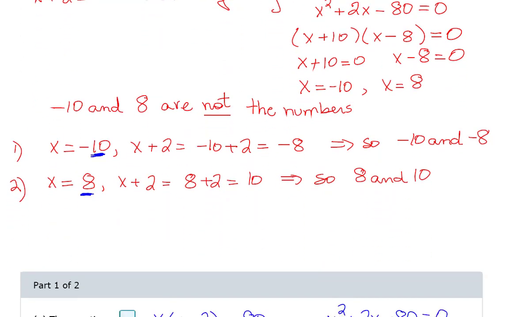What's going on is the following. If I use the minus 10, then the next consecutive even is minus 10 plus 2, which is minus 8. So that's one possible pair of numbers. And if I use x is 8, then the next consecutive even is 8 plus 2, which is 10. And so I get two different pairs of numbers for my solution.